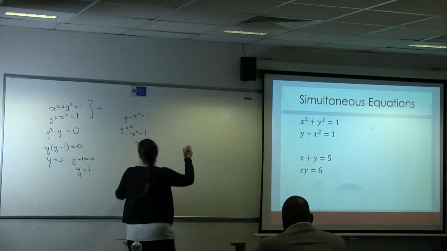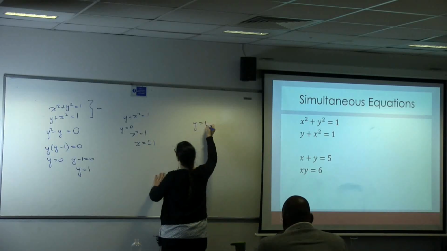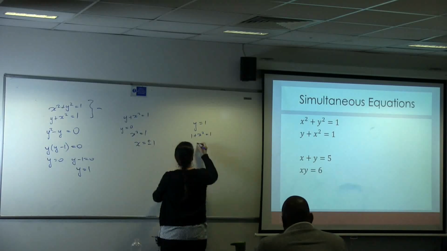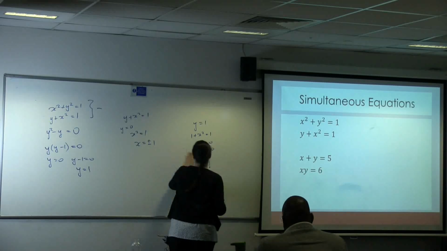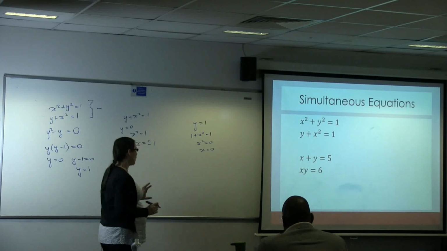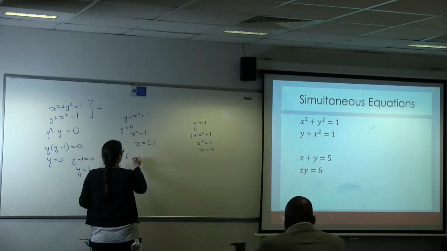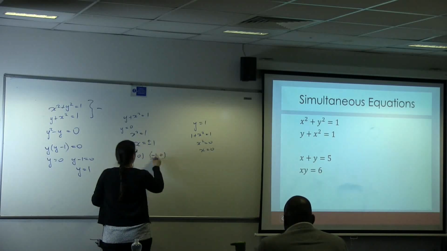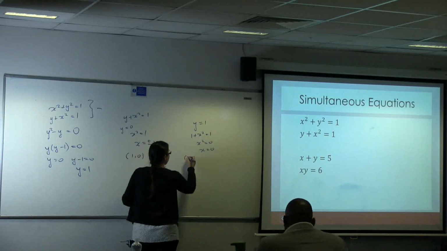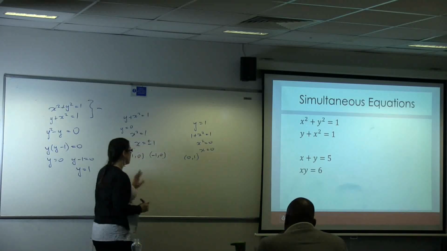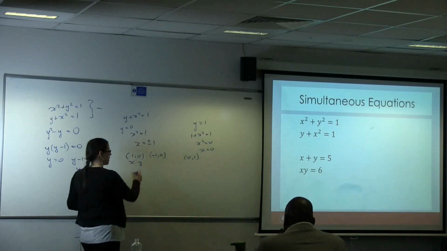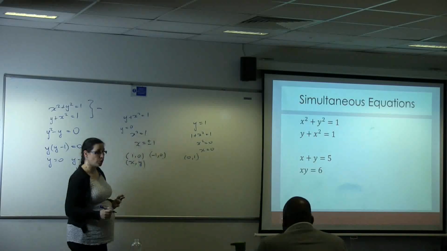And if y is 1, then 1 plus x squared equals 1. X squared equals 0, so x is 0. Now the solutions I've got are 1, 0, minus 1, 0, and 0, 1. Remember, x is always the first and y is always the second coordinate every time you talk about ordered pairs.